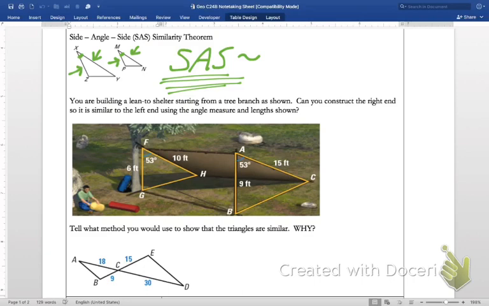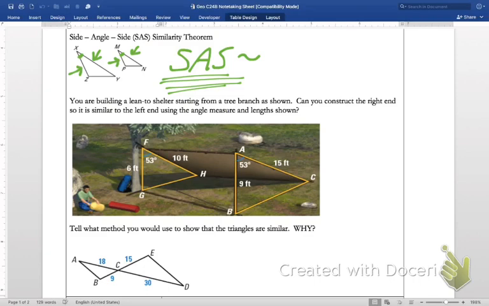Alright, to do so, let's look at this. You are building a lean-to shelter starting from a tree branch as shown. Can you construct the right end, so it is similar to the left end, using the angle measure and length shown? Okay, so let's see what we've got.